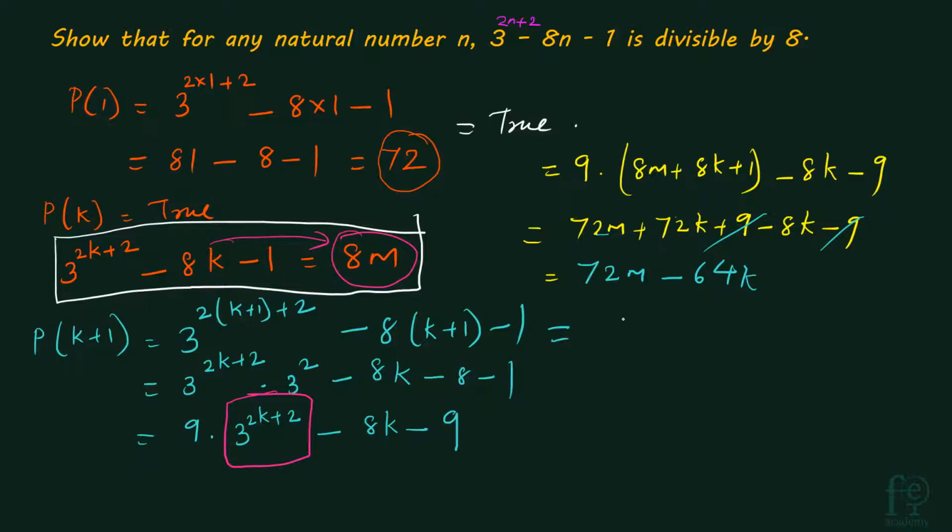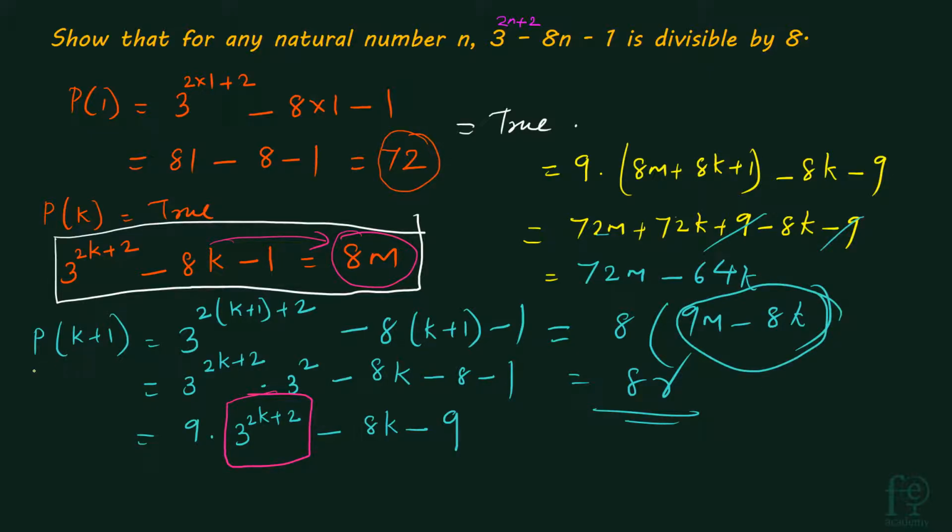So 72m plus 64k gives you 8 into 9m plus 8k, or it will be 8r. We are just substituting 9m plus 8k is equal to r. So P of k plus 1 is equal to 8r, which shows that P of k plus 1 is also a multiple of 8, or P of k plus 1 is also divisible by 8. So you proved P of 1 is true and P of k is true. You assumed P of k is true, and from there you got P of k plus 1 is also true. So you can conclude that for any natural number n, 3 raised to 2n plus 2 minus 8n minus 1 is divisible by 8. Now we are going to the multiple choice questions.